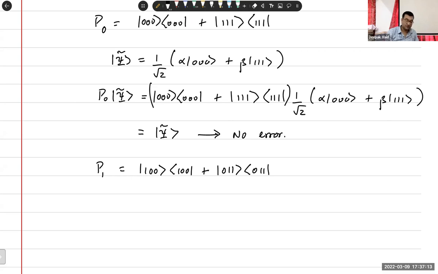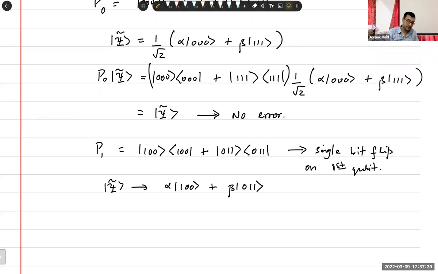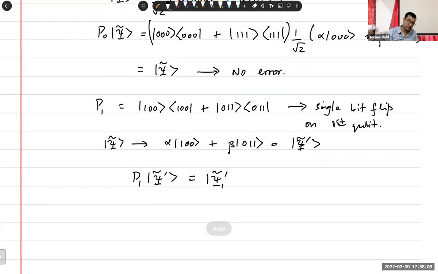So what is this projector doing? This is projecting onto the case when there is a single bit flip on the first qubit. So if there is a single bit flip on the first qubit, what will happen to psi? Psi will go to |100> and |011>, and that's what this projector is doing. This state is 100 and this state is 011. So once again, let me call it psi tilde prime. If your state happens to be psi tilde prime and you act on it with P1, you will get psi tilde prime.